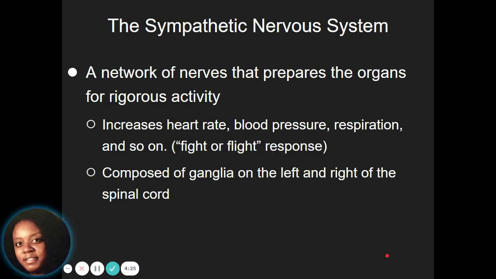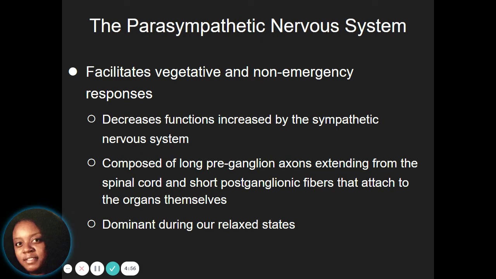Your sympathetic nervous system helps prepare your organs for rigorous activity. It's what helps you if you are in a situation where you think it's dangerous and you have to engage in fight or flight. It can cause your heart rate to increase and your blood pressure to go up. It can cause you to have some respiration issues. Your sympathetic nervous system is there to help protect you from any danger that could come your way.